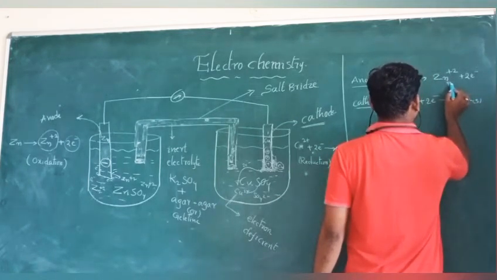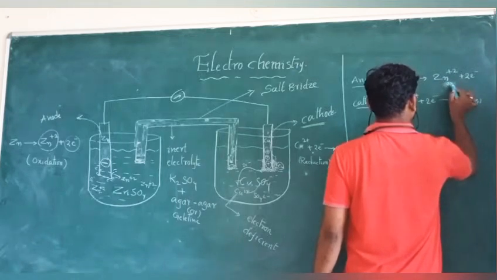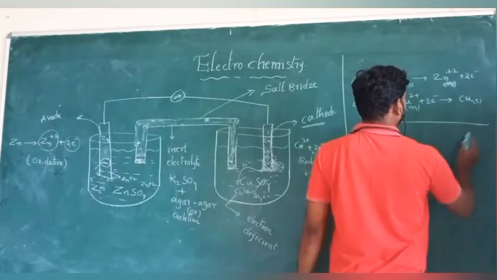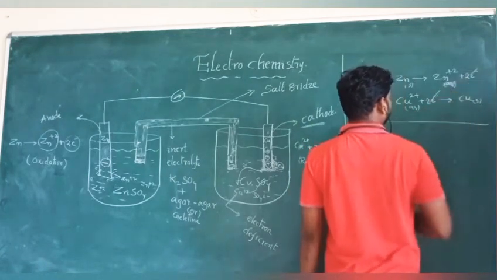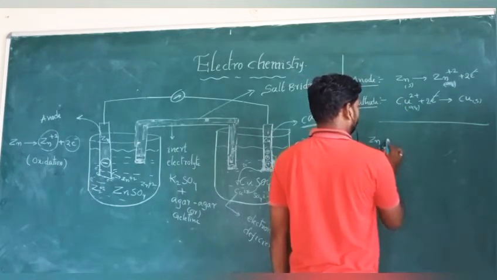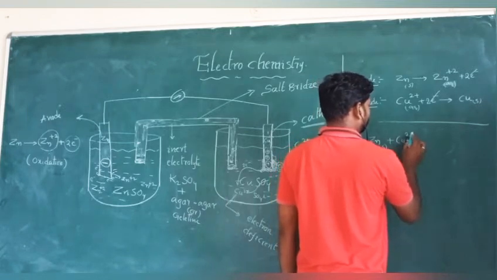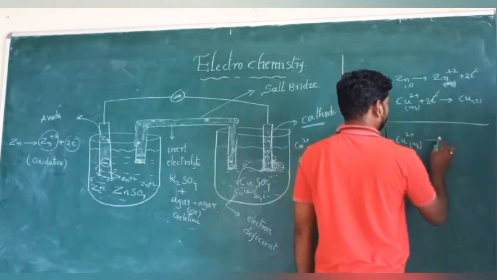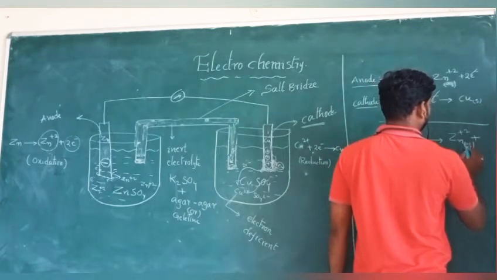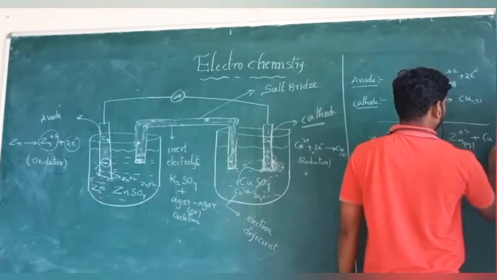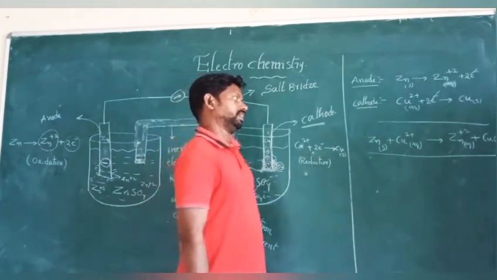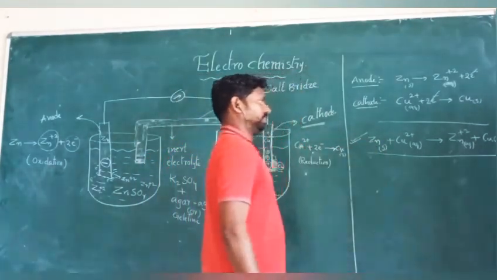So now the overall reaction is, we observe here, from both sides the electrons are cancelled out. Now you get the overall reaction. Zn, solid, reacts with Cu2+, aqueous, and you get Zn2+, aqueous, plus Cu, solid. This is the overall reaction.